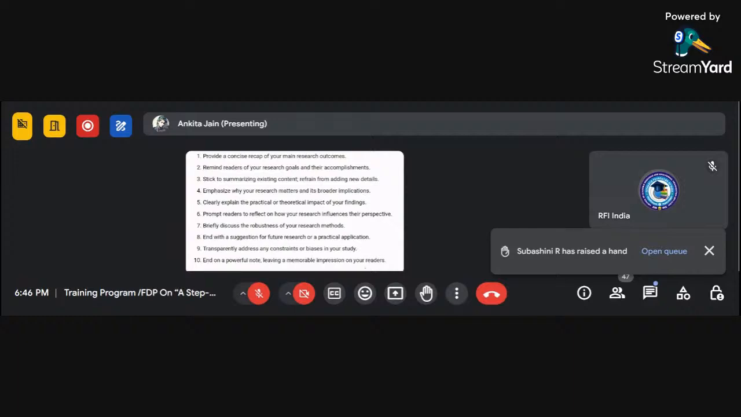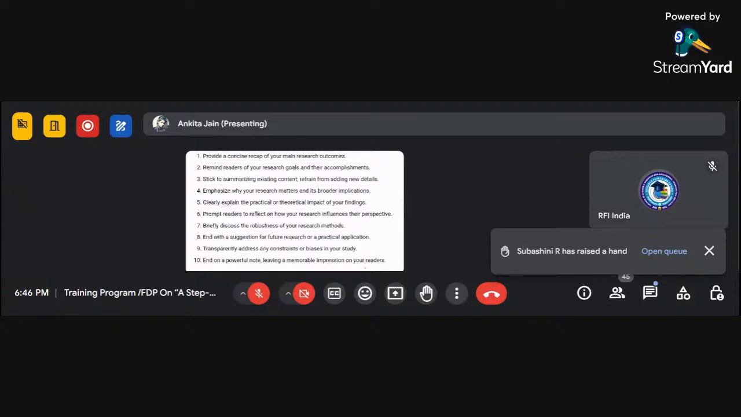So the last thing I would like to focus on is what the conclusion is. Basically, we have to provide a concise recap of your main research outcomes or findings. Remind the readers of your research goals and their accomplishments. They should think that yes, you are done with whatever you were planning in this particular paper. Stick to summarizing the existing content. Always, just as I have told you, refrain from adding new details, new interpretations, or new data. Whatever you have, you just summarize it.